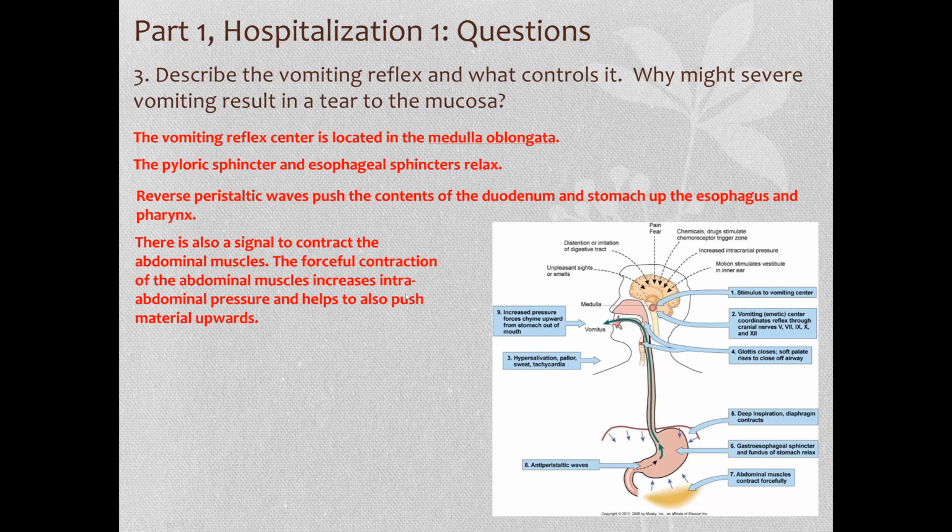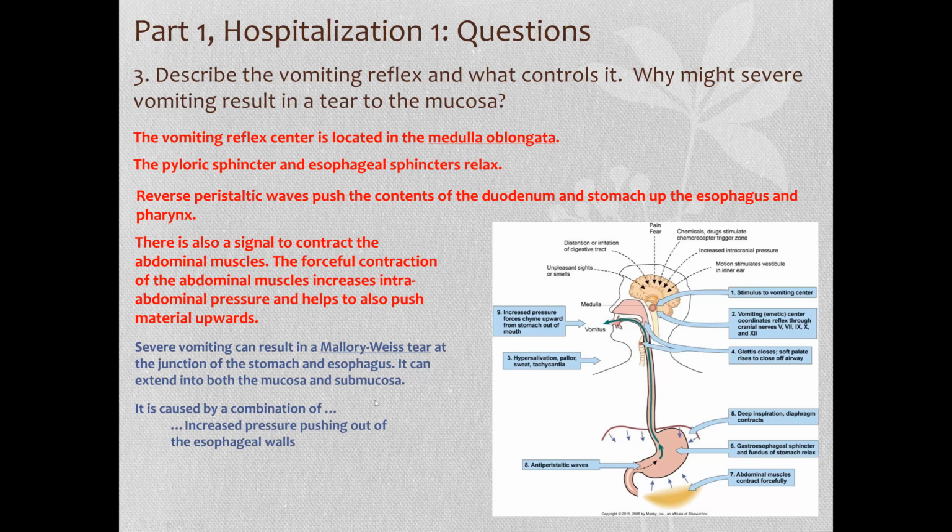There is also a signal to contract the abdominal muscles very forcefully, and this forceful contraction of the abdominal muscles will increase the intra-abdominal pressure, which will also help to push the material upwards. So severe vomiting can result in what is called a Mallory-Weiss tear at the junction of the stomach and the esophagus, and it can extend into both the mucosa and submucosa.